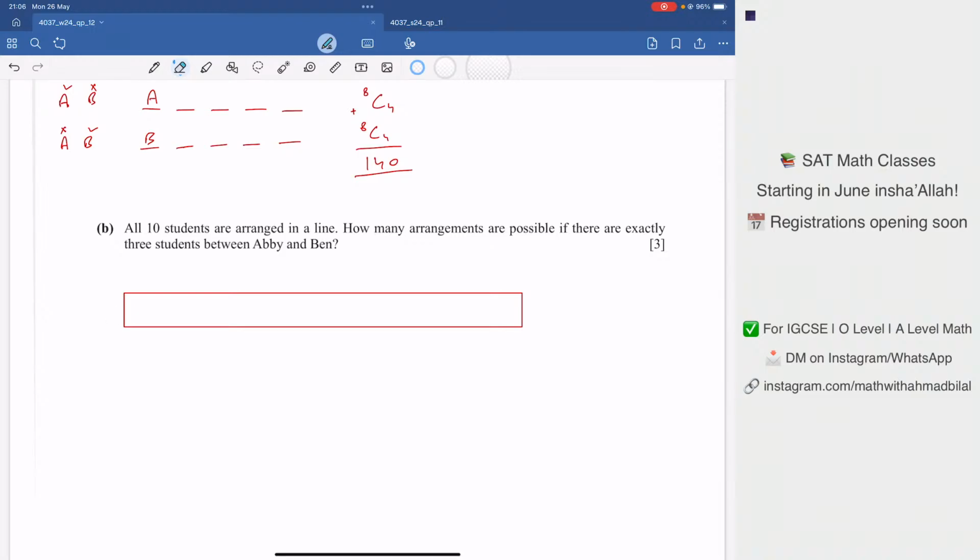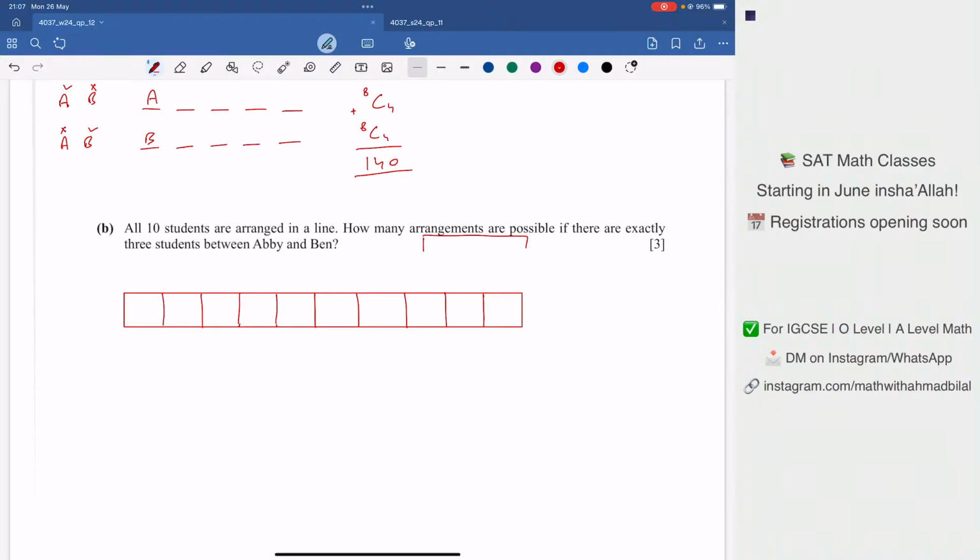Okay, so let's represent those people using these boxes. So we've got 10 students, right? So we could say we've got 10 boxes to represent those 10 students first of all. Okay, so we've got these 10 boxes in which we have to place those students, right? Now, there are exactly 3 students between Abby and Ben. There have to be exactly 3 students between Abby and Ben. Now, what does that mean?